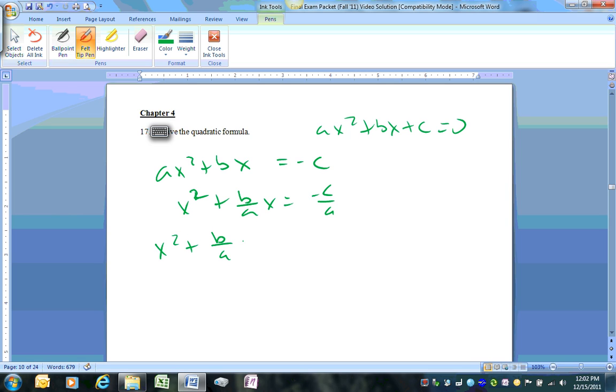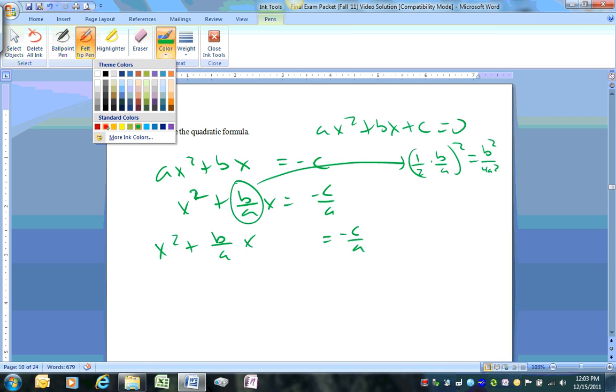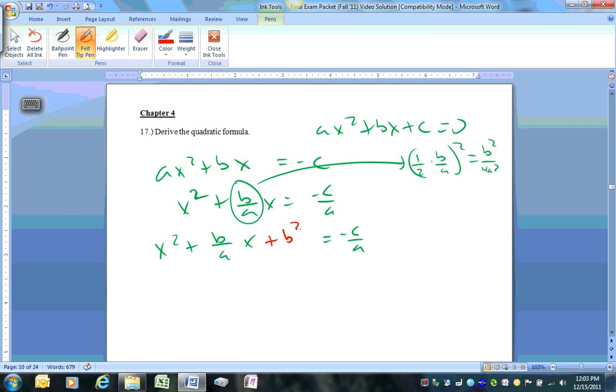This is kind of the tricky part. Take half of your linear coefficient and square it, so you get b squared over 4a squared. And then add that to both sides. So we want to be careful about that. Some of you would accidentally take half of b over a times x. x is not part of this, right? You got to take the coefficient, which is b over a. So we add it to both sides.